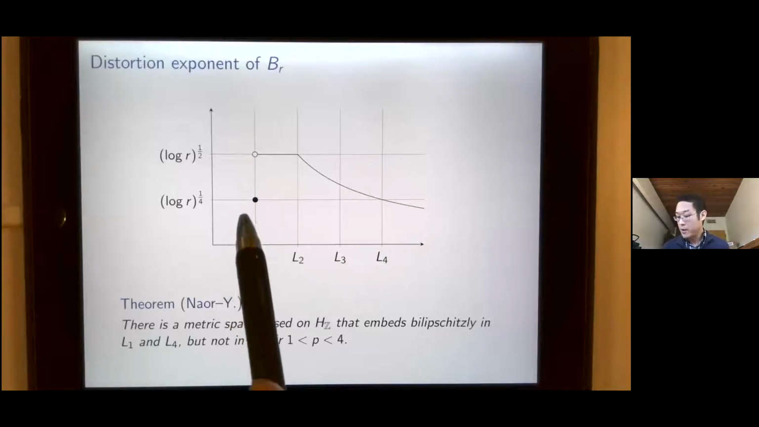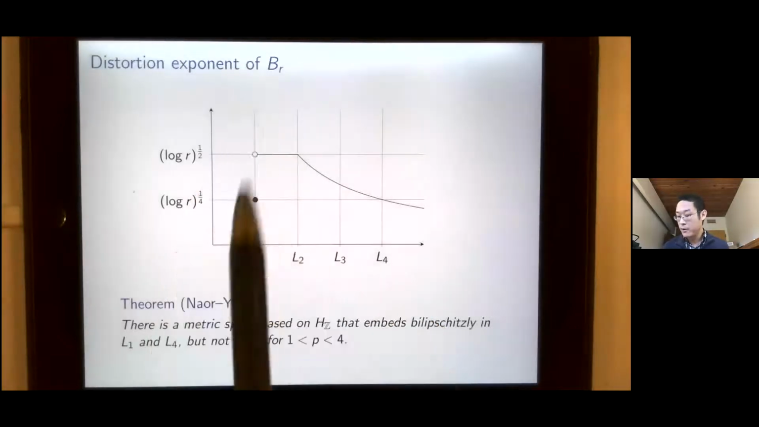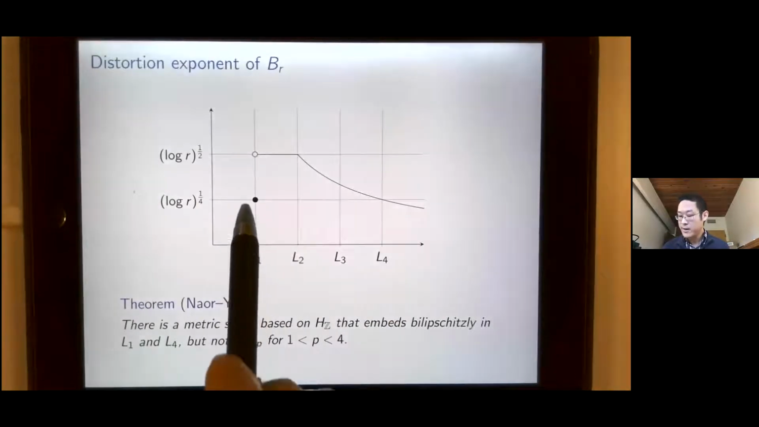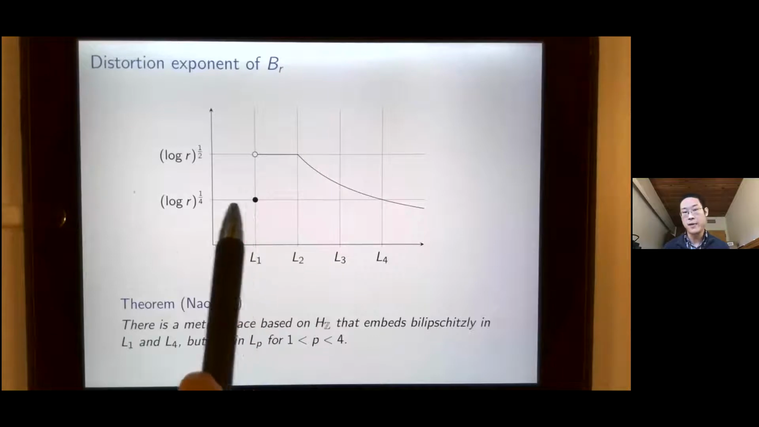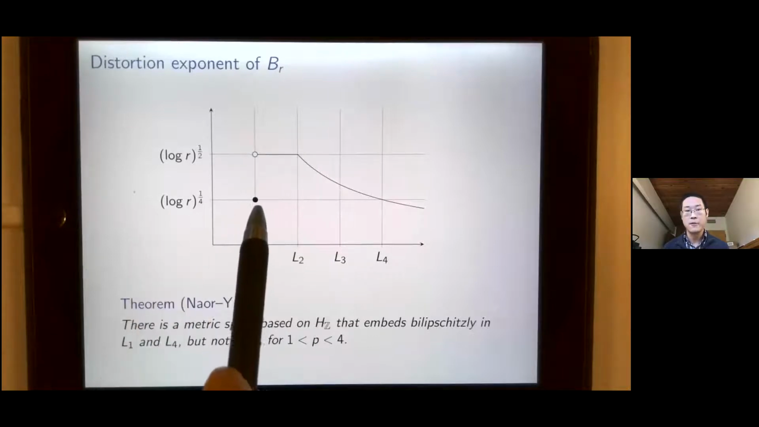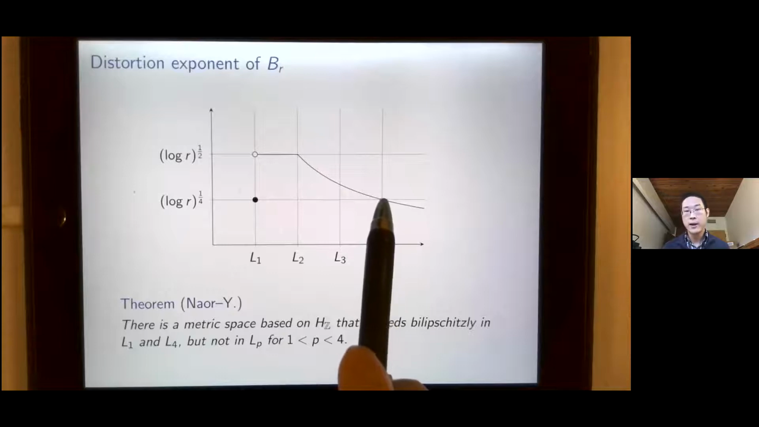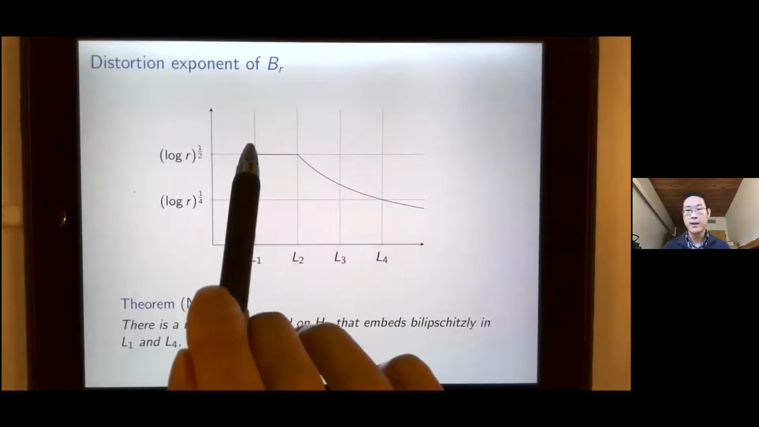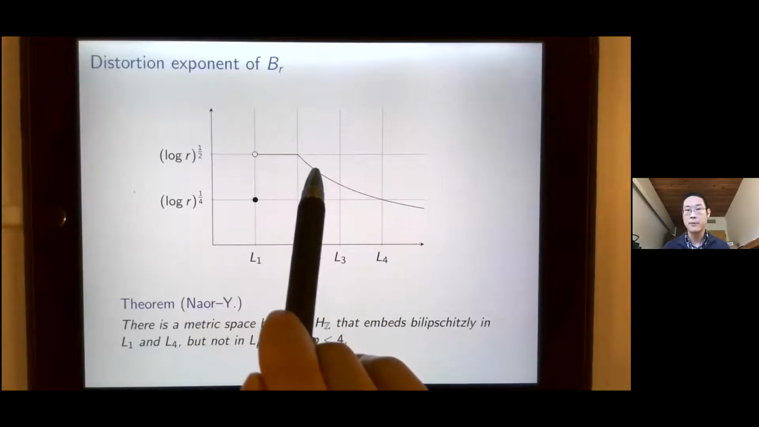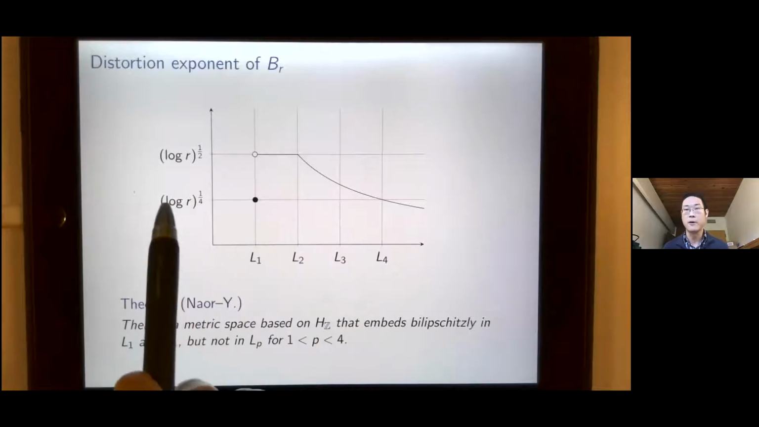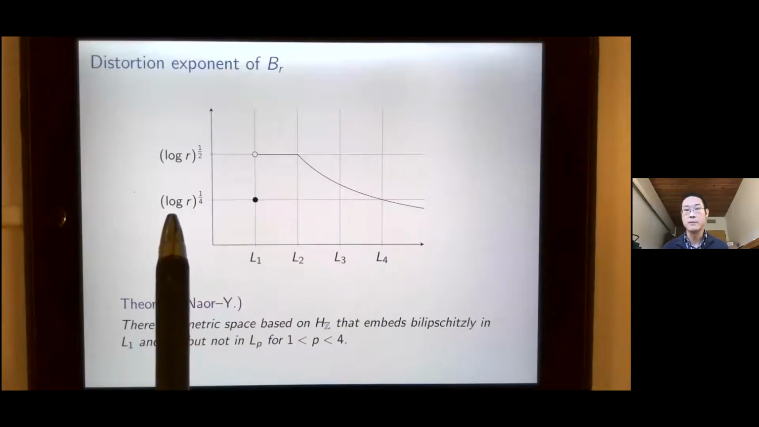And the way you construct this is basically you take this ball of radius r, you distort it just enough to get it to fit bilipschitzly in L1. So that takes about log r to the 1/4, 4th root of log distortion. That amount of distortion is also enough to get it to embed bilipschitzly in L4, but it's not enough to get it to embed anywhere in between, because anywhere in between you need more than 4th root of log distortion to get a good embedding.